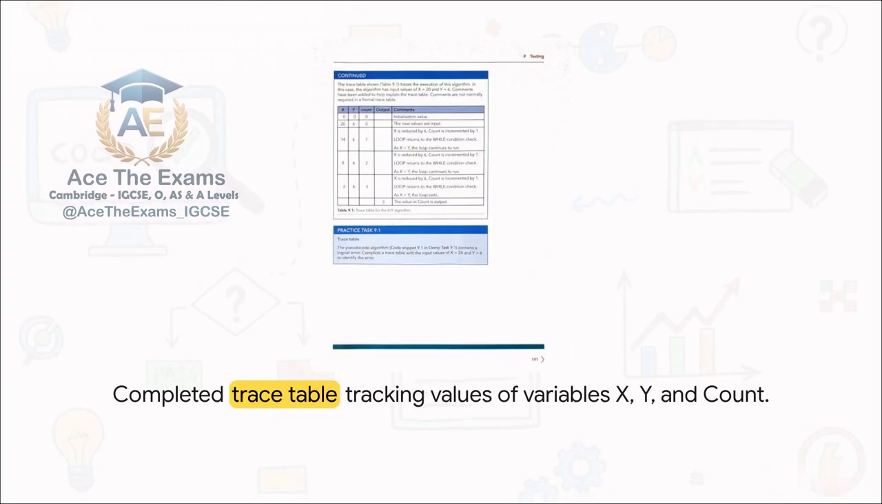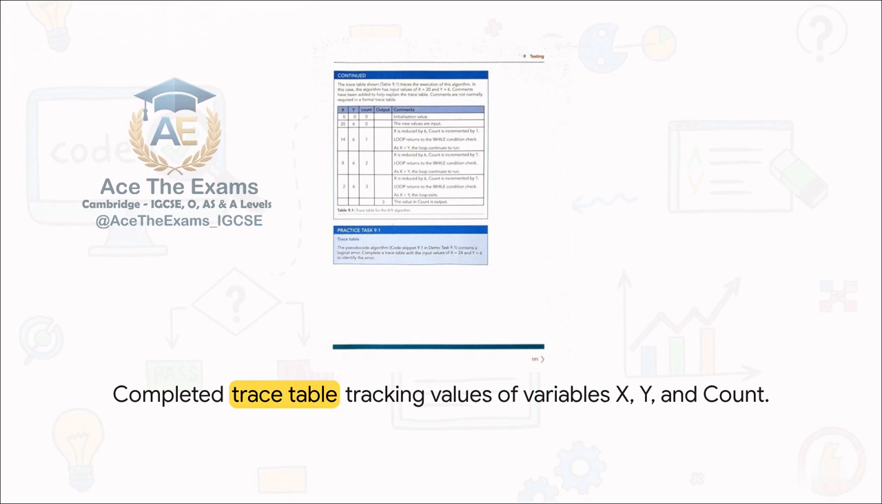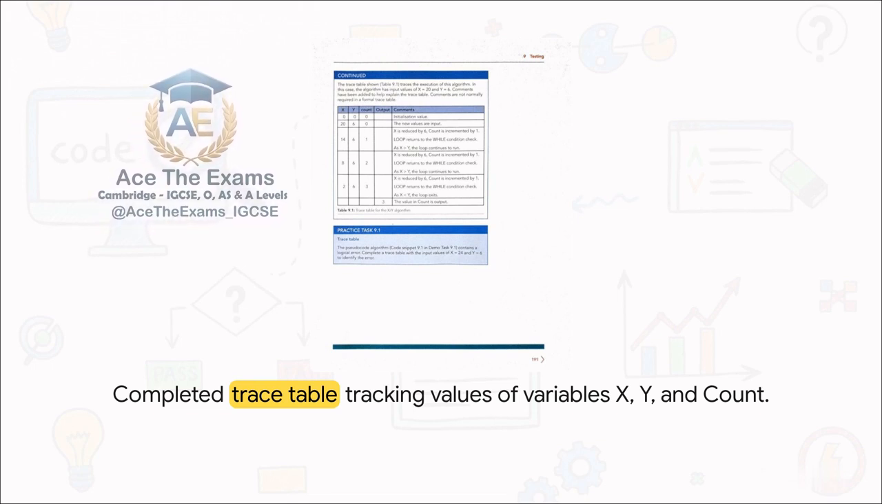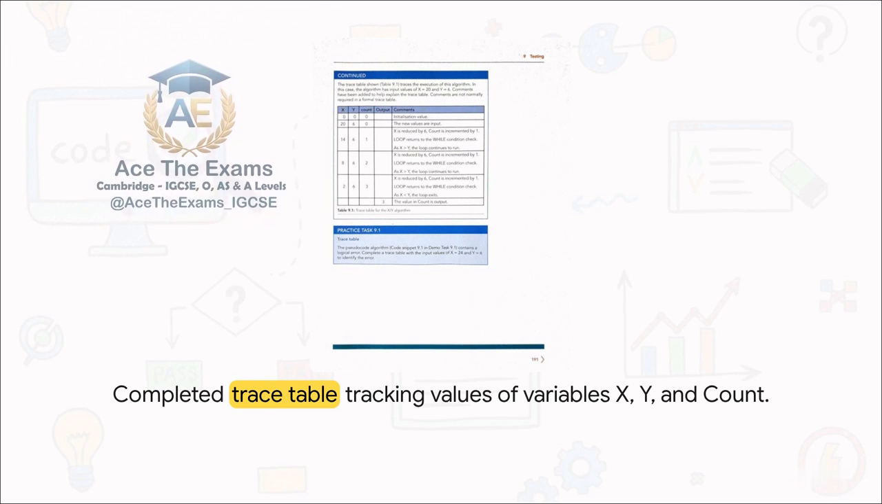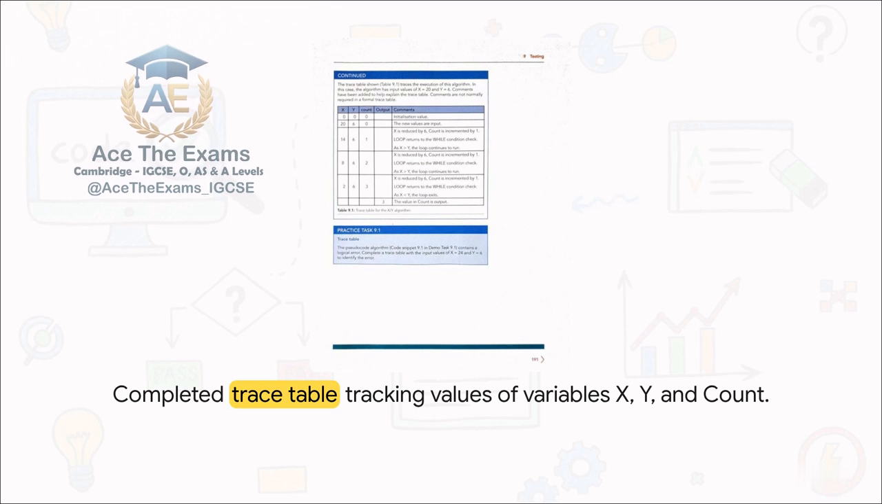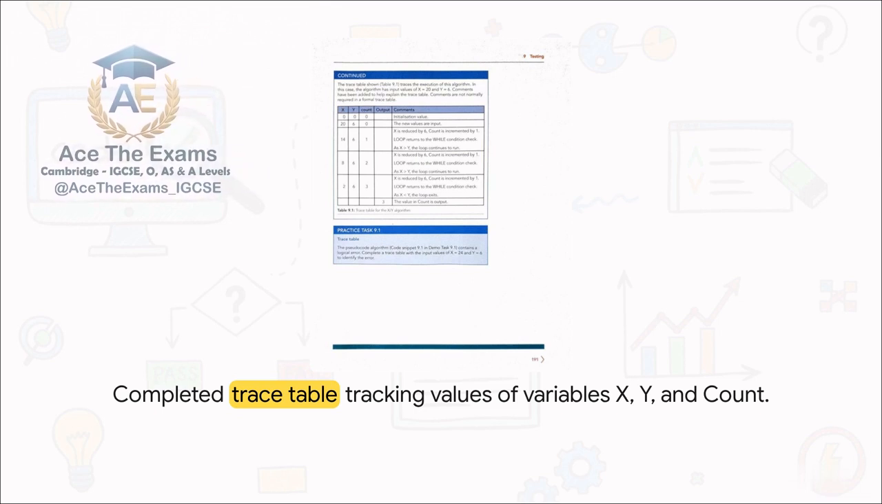Let's look at how this trace table systematically records the changing values of x, y, and count during a loop. Look at our columns, x, y, count, and output. The initial values, 20, 6, and 0, go right on the first row. Then the loop kicks off. X is reduced by 6, so 20 becomes 14. Count is incremented to 1.